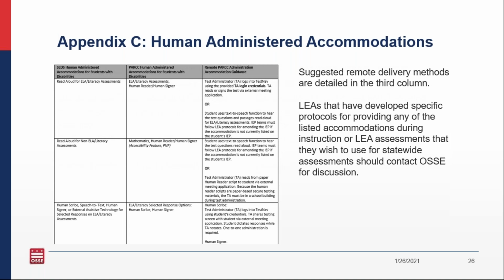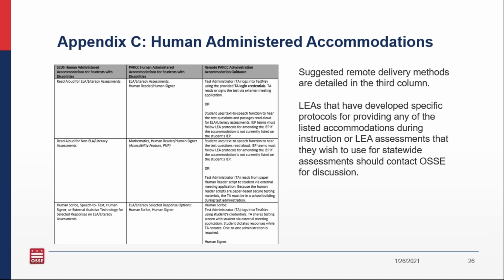So as mentioned earlier, new appendices were added to the guide. Here's a snapshot of what Appendix C looks like in the Students with Disabilities Guide. On your left, like we presented earlier, we have our accommodations that are listed in SEDS. We have the PARCC description, and then we have our definition or examples of what this accommodation will look like. So let's take the first one, read aloud for ELA literacy assessment. That's how it's listed in SEDS. In the PARCC manual it is ELA literacy assessment, human reader, human signer.